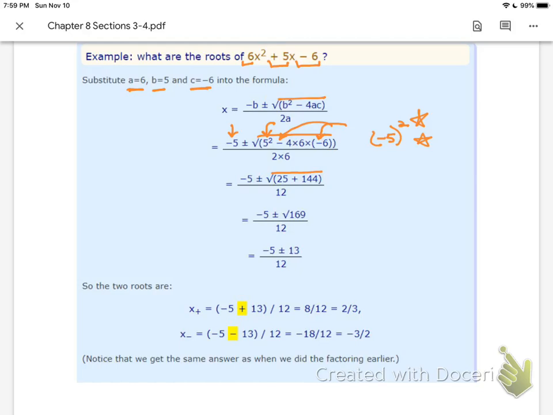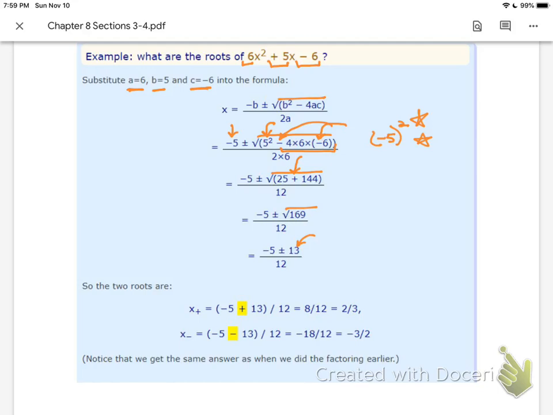So see how right down here we had 25 and then now it's plus. This whole product, because of that negative in front of the 6. So the negative was key. So I have negative 5 plus and minus the square root of 25 plus 144 over 12. Okay, so here we go. So I have 25 and 144 gives me 169, which is a perfect square. So that gives me 13.